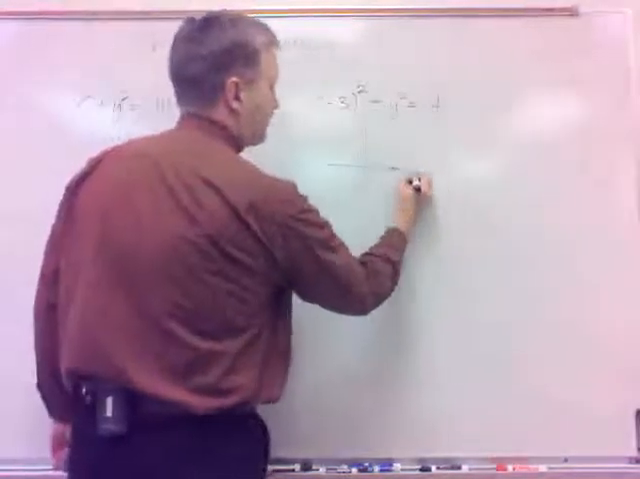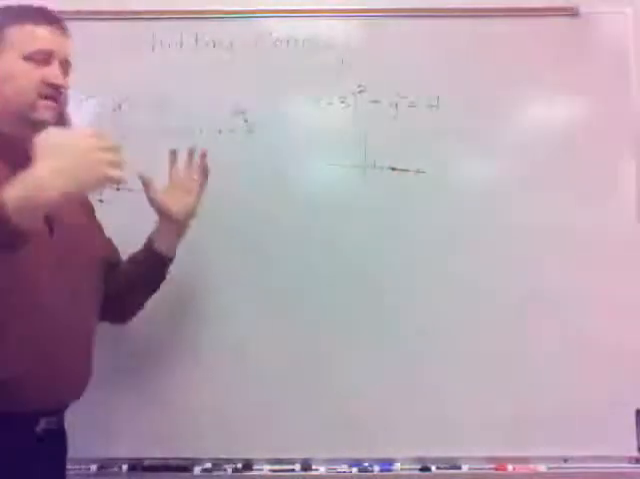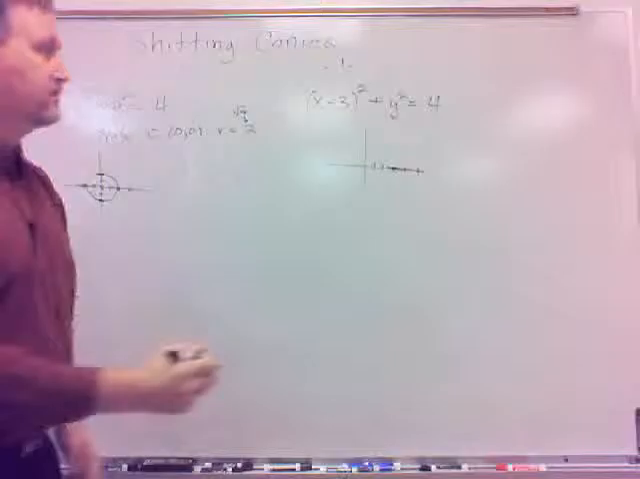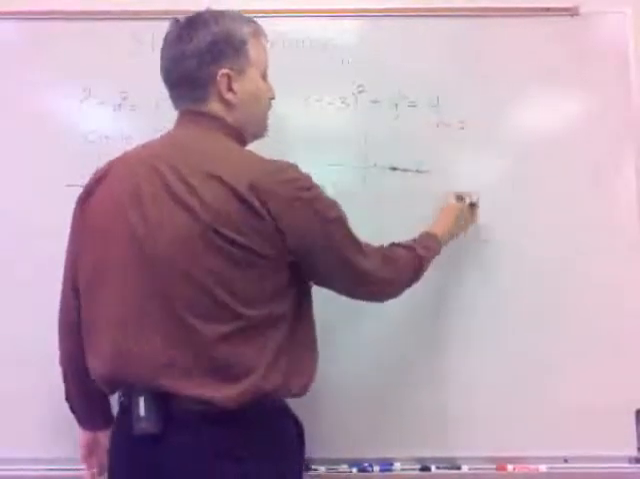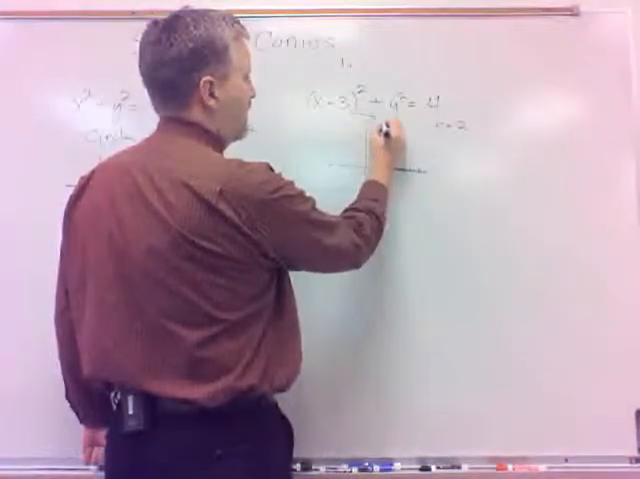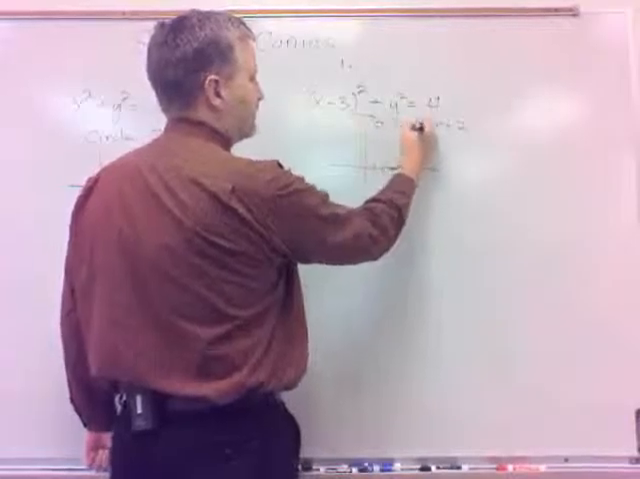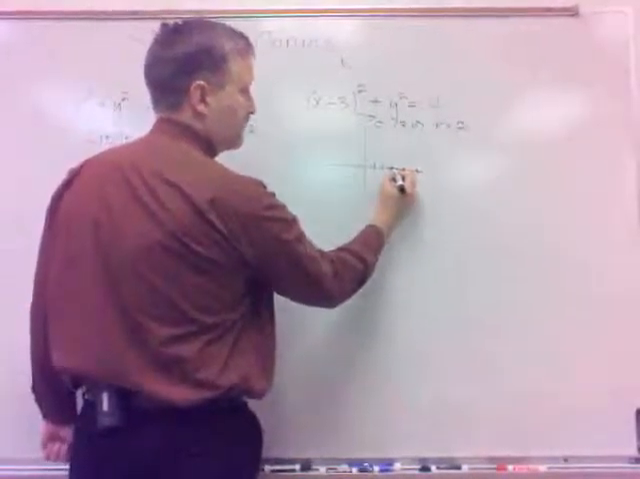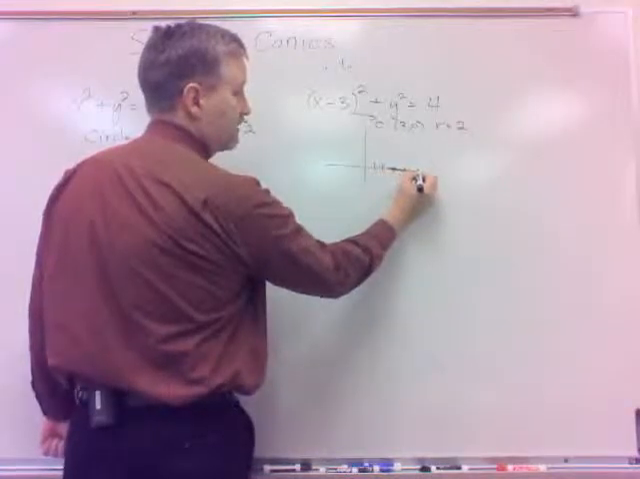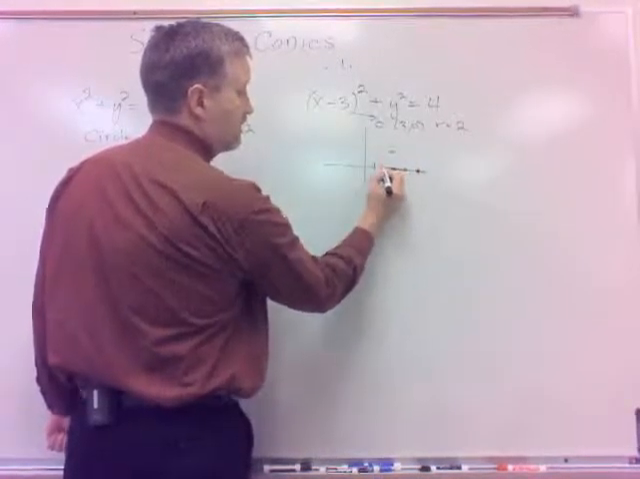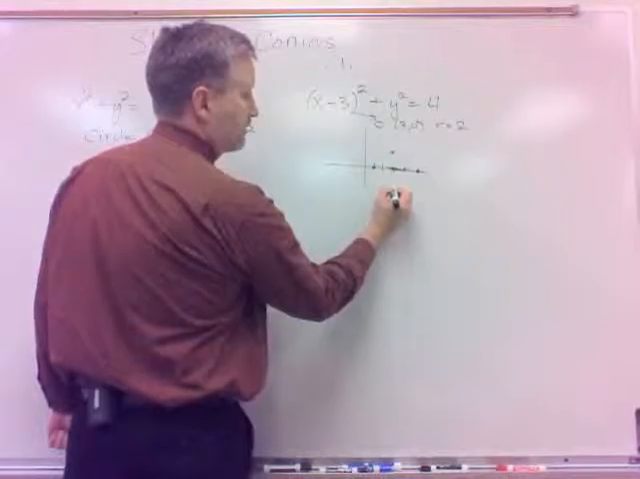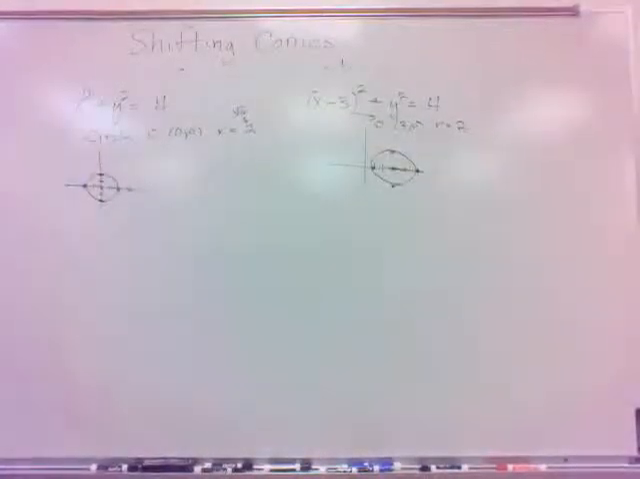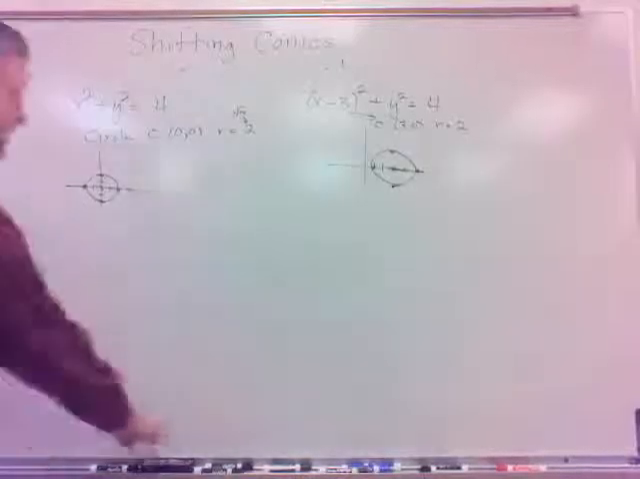And the other points, it still has a radius of 2, right? Still got r squared is 4, so the radius would be 2. Shifted 3 units to the right, so that shifts my center to (3, 0). But everything else is just about the same. Here, point there, point right there, point right there, and point right there. It's the very same thing. We've just shifted it so the center is (3, 0).